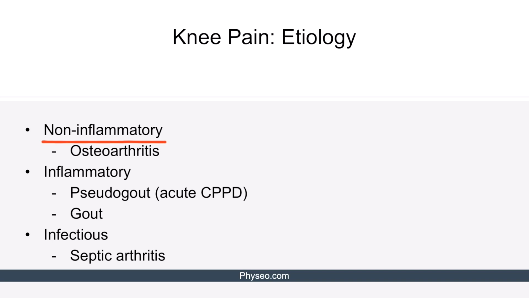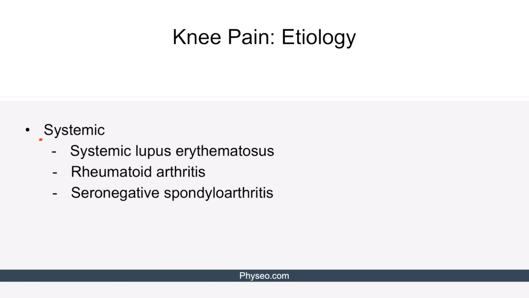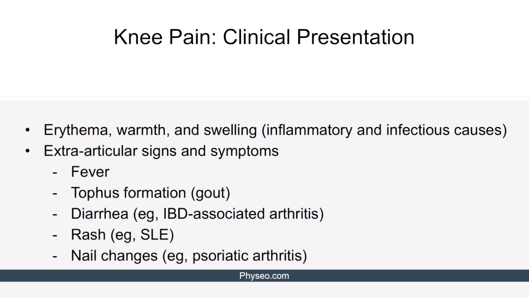Non-inflammatory causes of knee pain include osteoarthritis. Inflammatory diseases responsible for knee pain are pseudogout, also known as acute calcium pyrophosphate deposition disease, and gout. Septic arthritis is an infectious cause of knee pain. Systemic causes of knee pain include systemic lupus erythematosus, rheumatoid arthritis, and seronegative spondyloarthritis, to name a few. Knee pain may be accompanied by erythema, warmth, and swelling in case of inflammatory and infectious conditions.